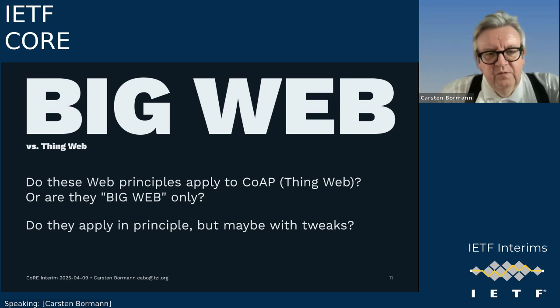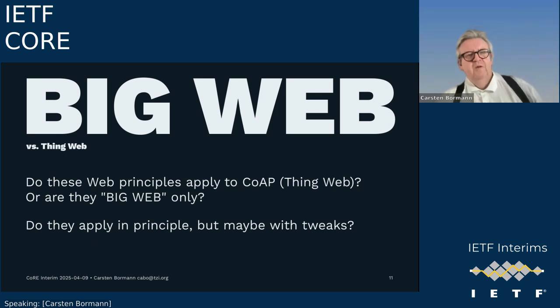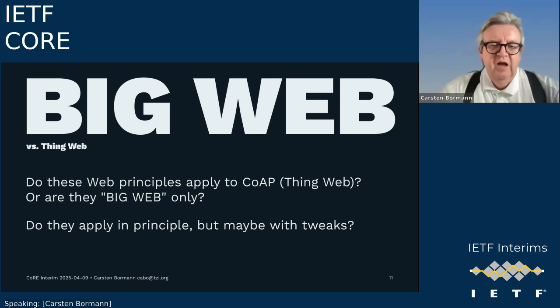The server has control. And one question we could ask ourselves is, does this apply to the Thing web as well, or is it big web only? Or maybe it does apply, but maybe there are some tweaks. So I think we need to think about that. But I think in general, we want to keep the big web and the Thing web as close as possible, in particular so we can write cross proxies that don't have to do miracles. So we would need a good reason to change this.